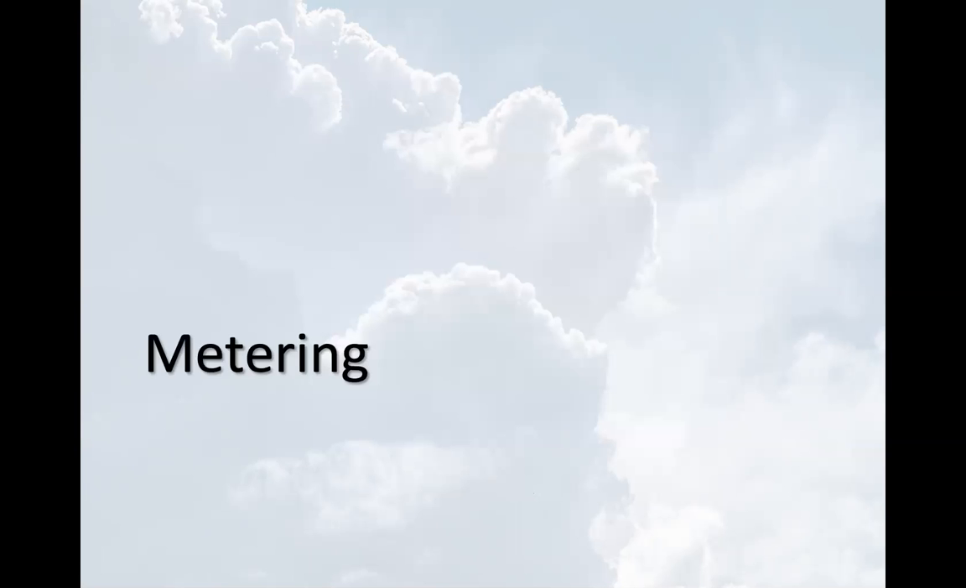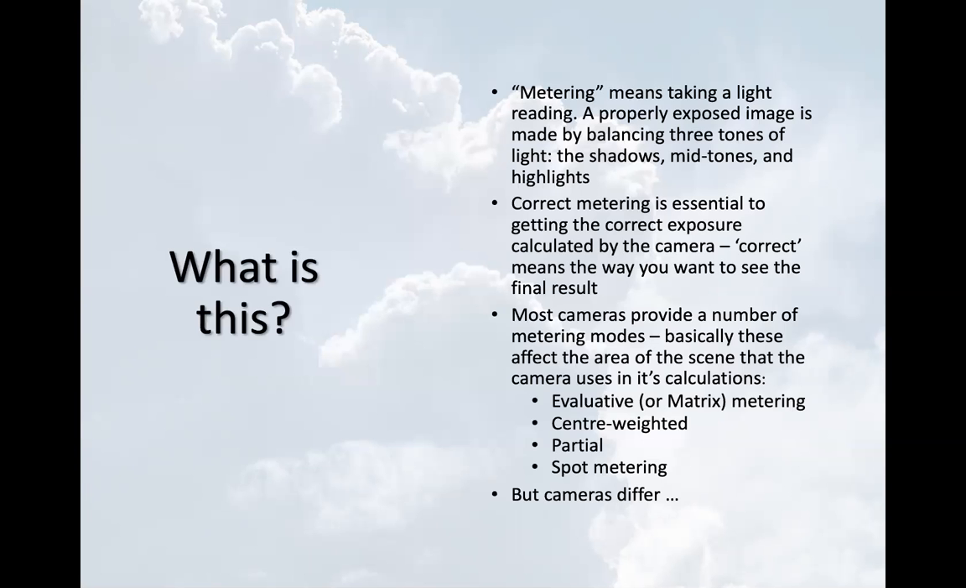Metering. So many of these subjects are interrelated, aren't they? Metering means taking a light reading. A properly exposed image is made by balancing 3 tones of light. The shadows are the dark, the mid-tones, and the highlights are the light, the whiter areas.